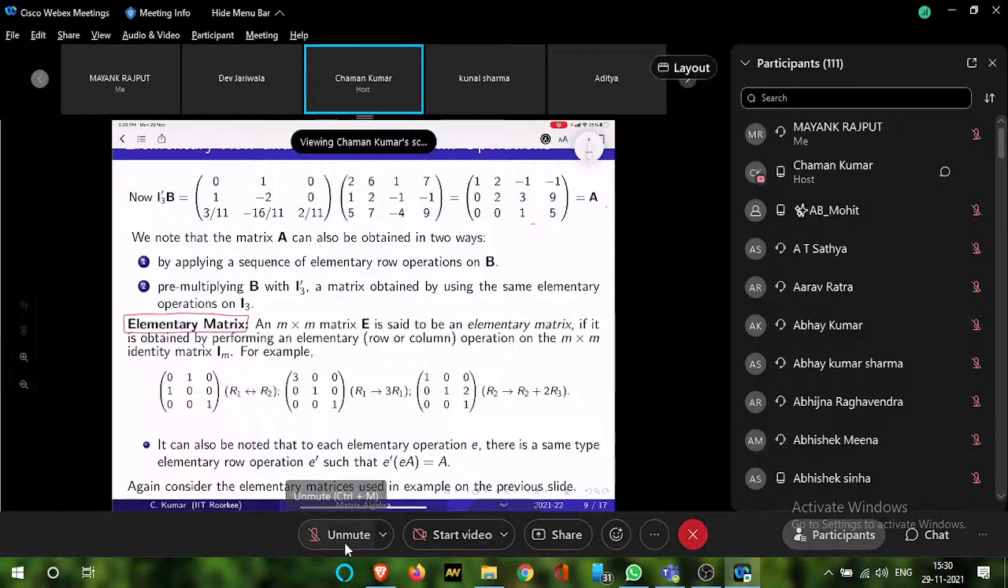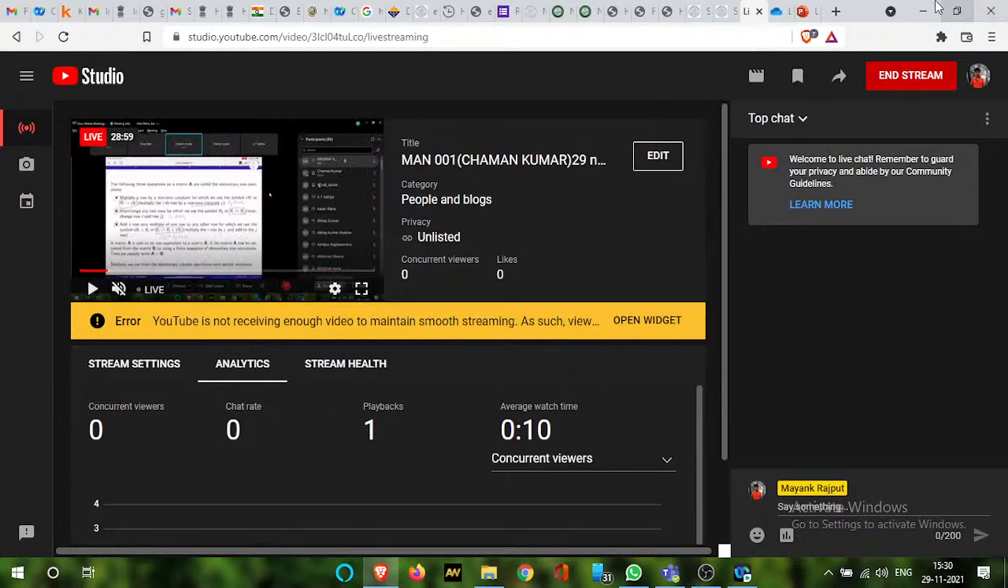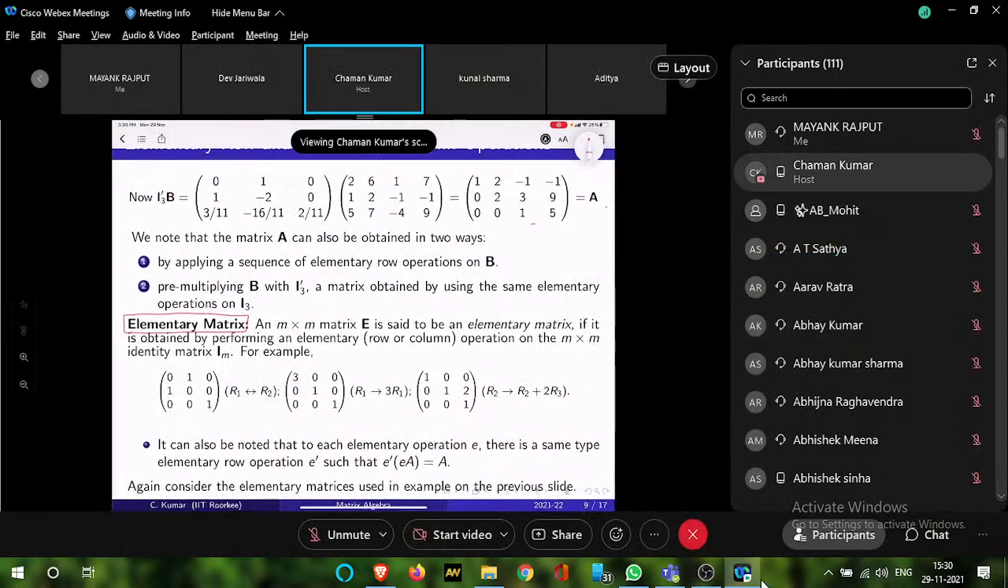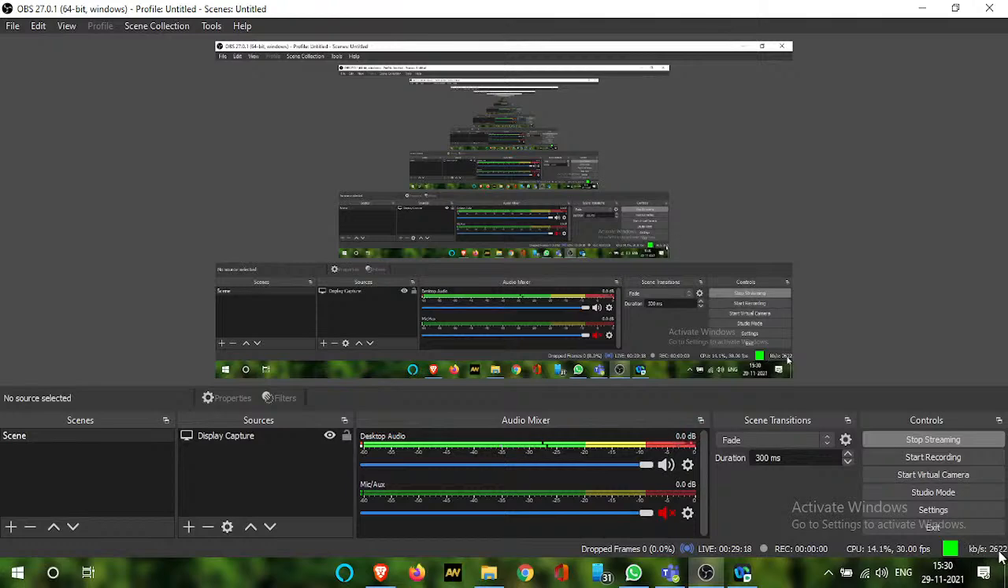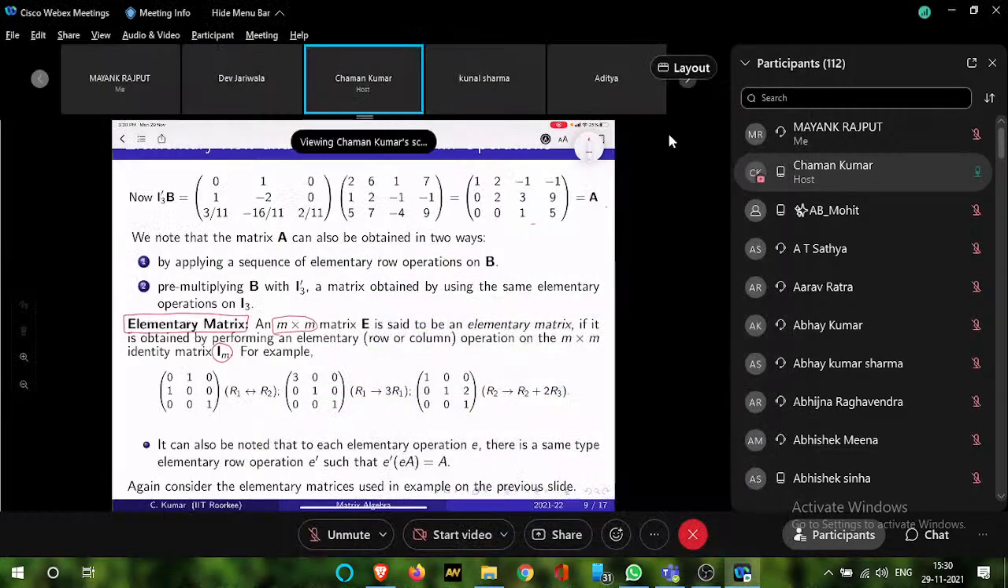Definition of the elementary matrix. So elementary matrix is a square matrix, and it is obtained from an identity matrix by performing a single row operation. Okay, so an elementary matrix of order m cross m is said to be an elementary matrix if it is obtained by performing an elementary operation, just one operation.